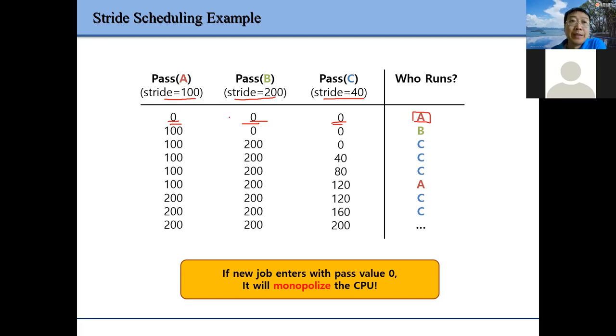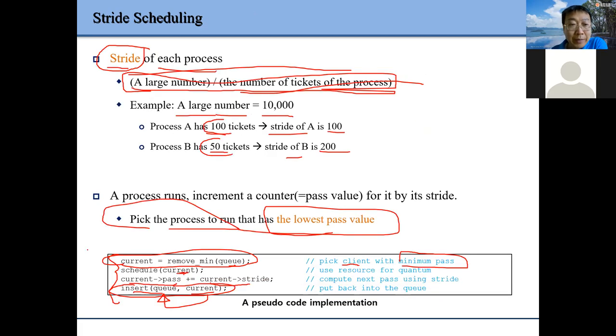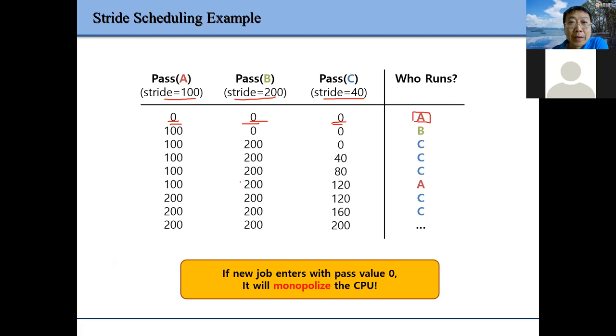Then after we run A, remember the algorithm here: when we schedule a particular process to run, then we add the stride value into the pass value of this process. So the stride of A is 100, so the pass value of A becomes 100, right? After we schedule A, in the second round, you can see the minimum pass value is B and C, right? But remember, if they have the same value, our priority order is A greater than B greater than C. So we schedule B, okay? Then similarly, after we schedule B, the stride of B is 200.